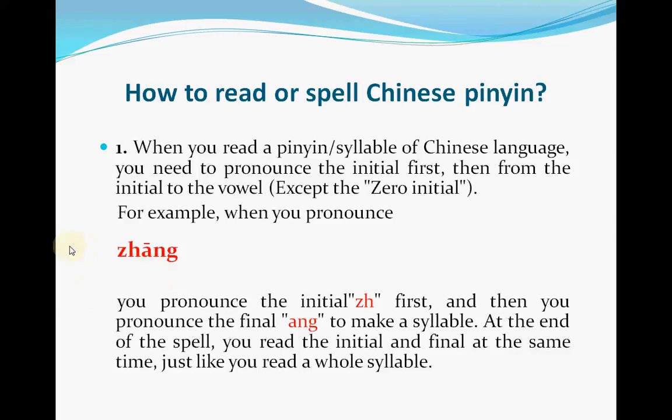At the end of the spell, you read the initial and final at the same time. That means you read the initial and final together, just like this. Zhi, ang, zhang. Zhi, ang, zhang. Yes, at the end of the spell, you read the initial and the final together, just like you read a whole syllable.